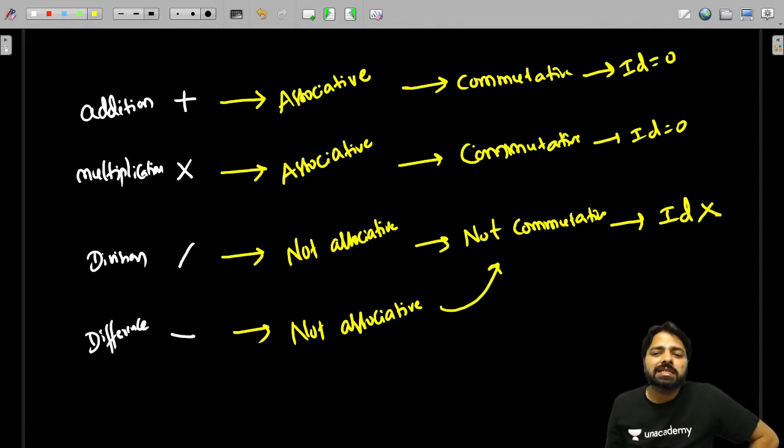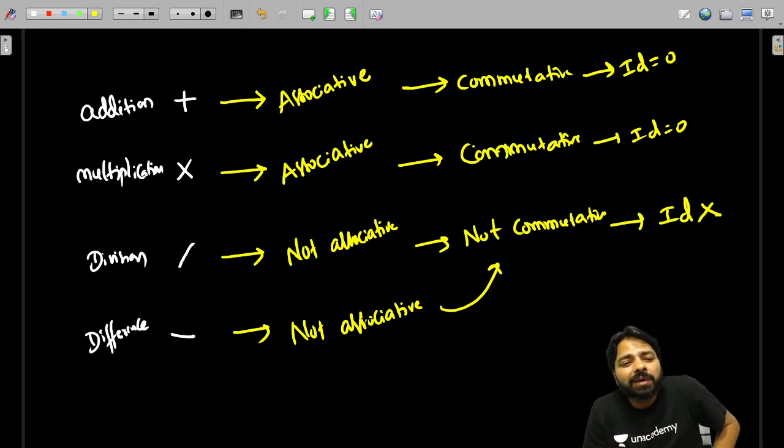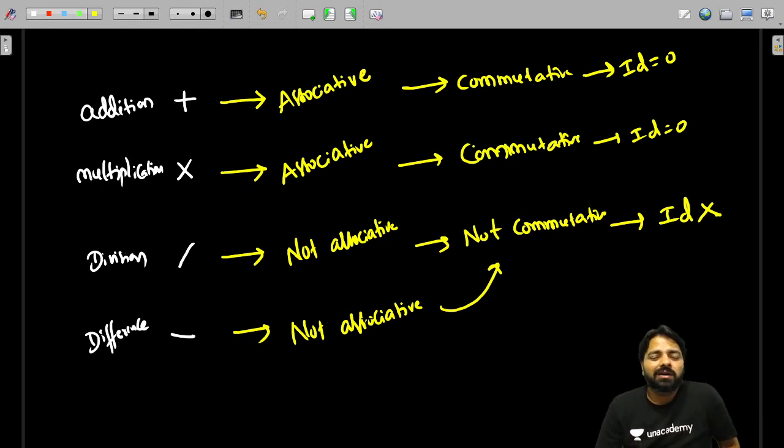These are the things you need to remember in group theory, because if you can remember them, it's very easy when you look at addition and multiplication. Because addition and multiplication are so important in the world. Even in the implementation of computers, we implement addition and multiplication, right?